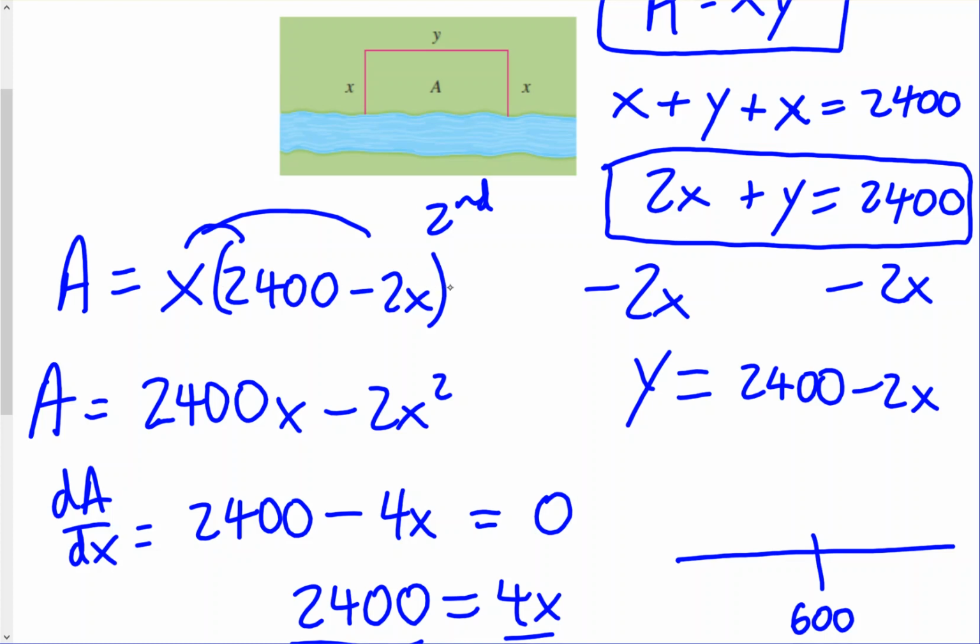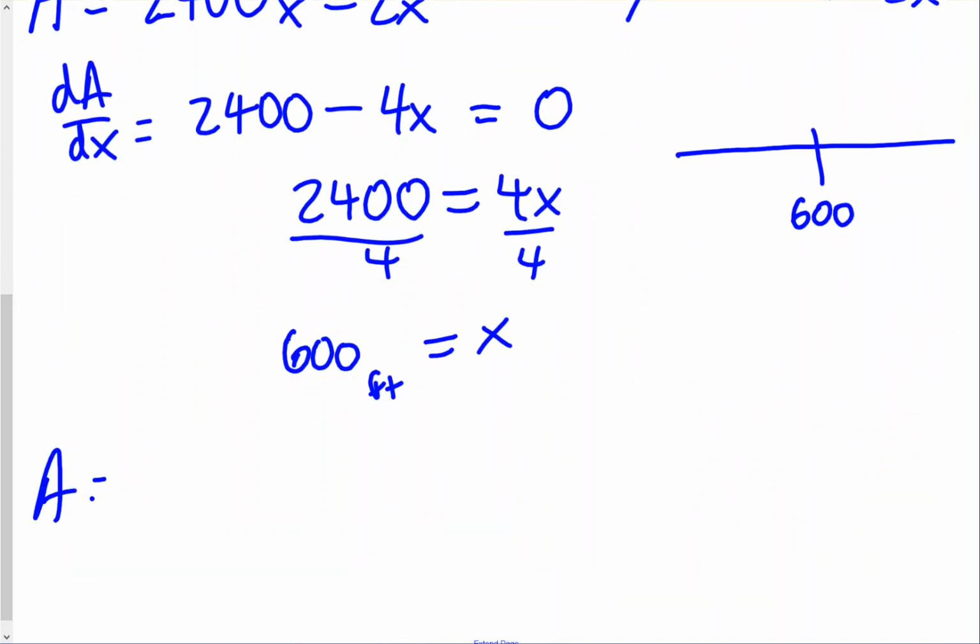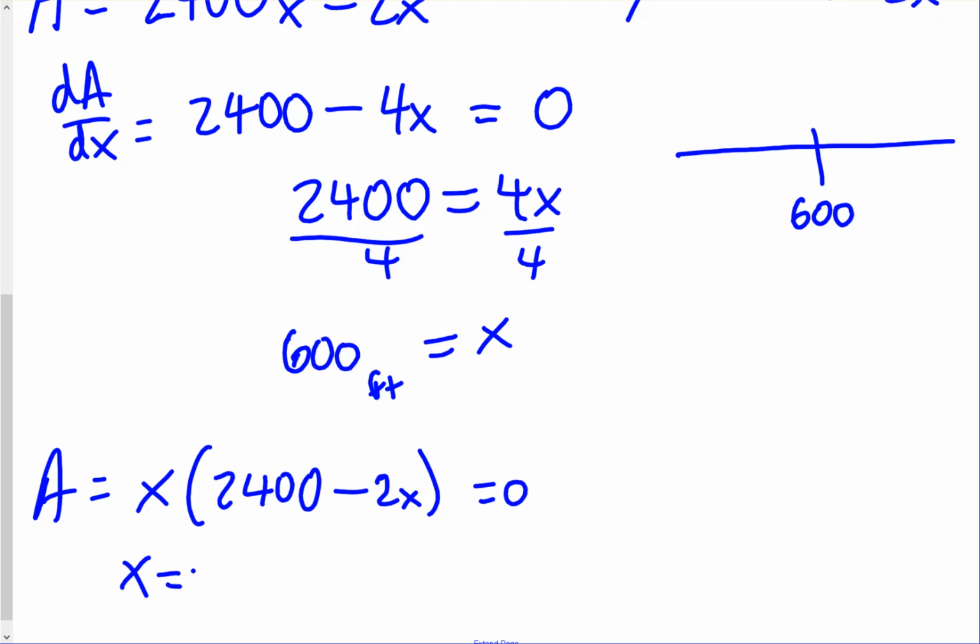If you set it equal to 0, you'll see that x would equal 1200 and x would equal 0. Let me show you guys that. If you had area equals x times 2400 minus 2x, set it equal to 0, that means you could have x equals 0, or you could have 2400 minus 2x equals 0, so you have x equal to 1200. So you could be at 0. Your domain is going to be between 0 and 1200.